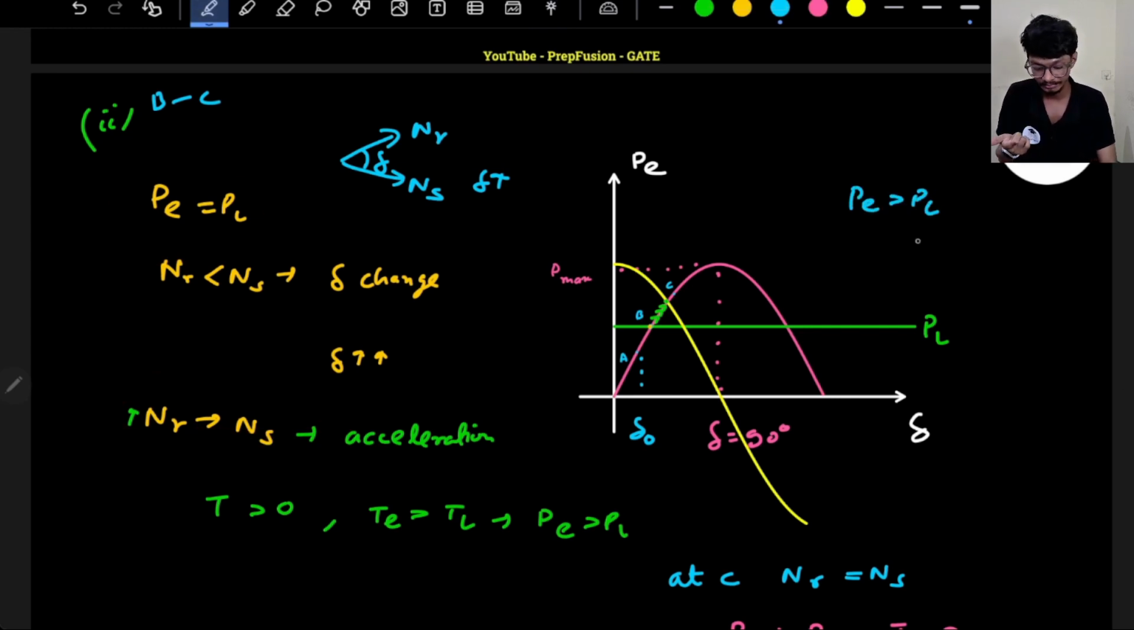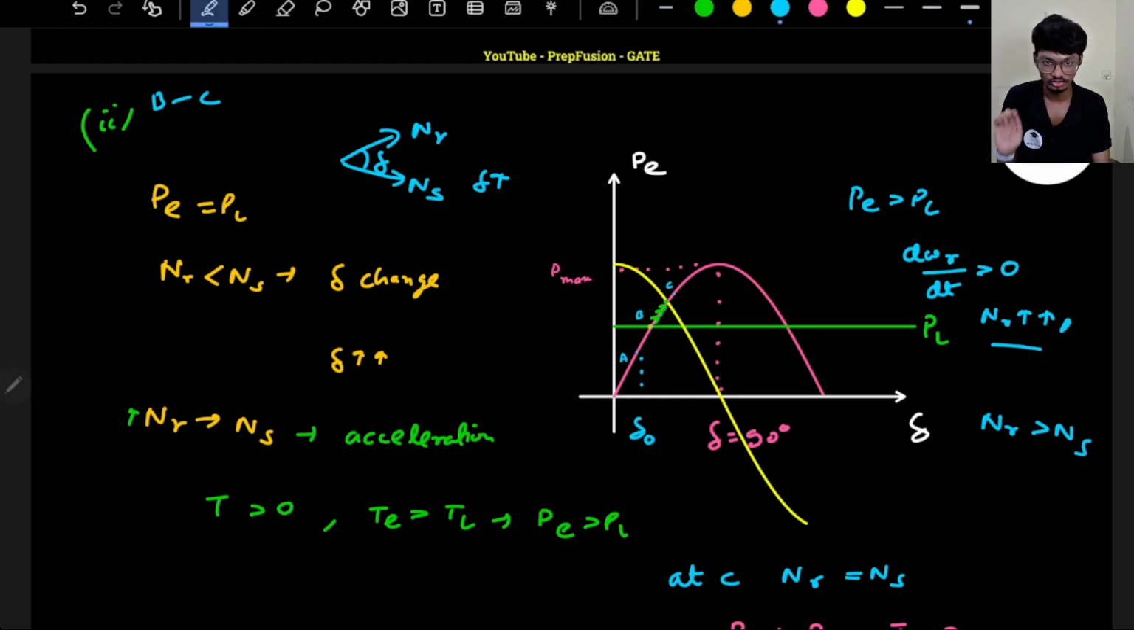If PE is greater than PL, that means my d omega r by dt is greater than 0. If d omega r by dt is greater than 0, that means my nr speed will increase. It will increase because it has to reduce this delta angle, right? And after a certain point, what will happen? It will increase so much, nr will go beyond ns. Delta will keep on increasing.